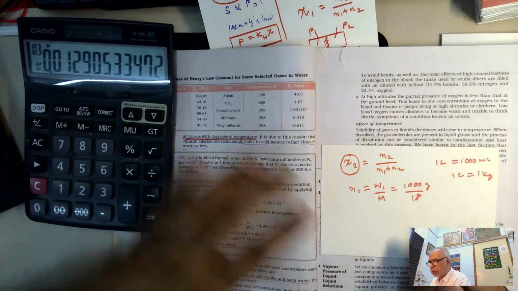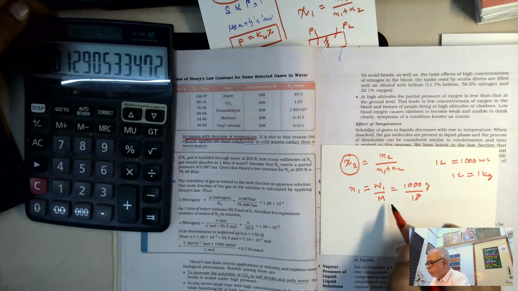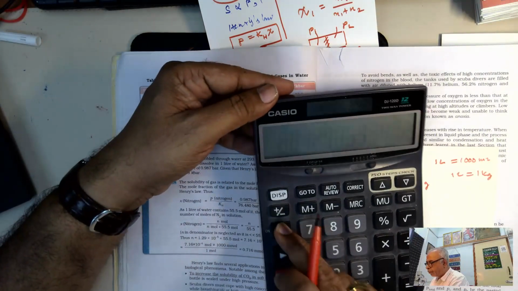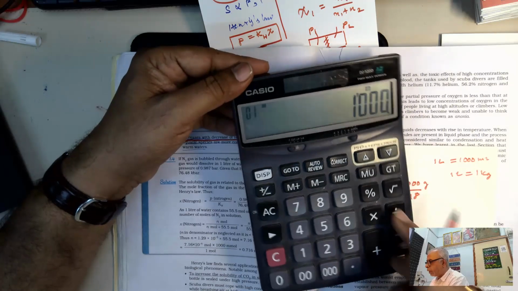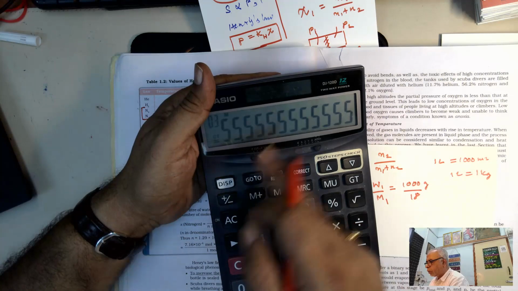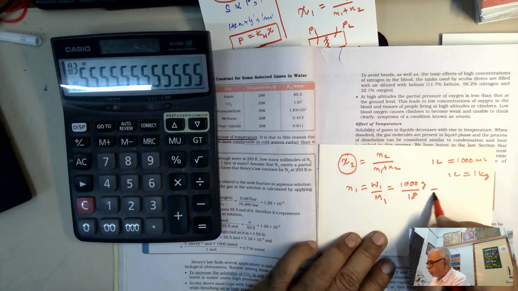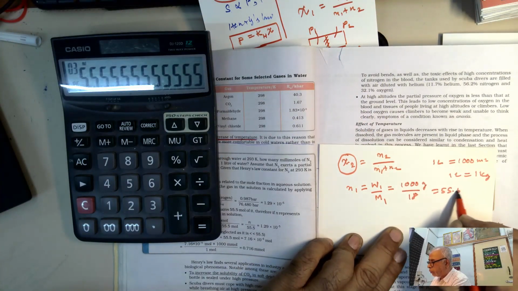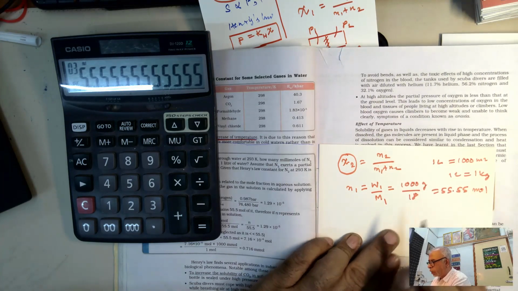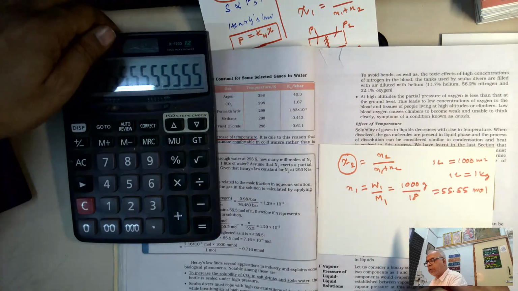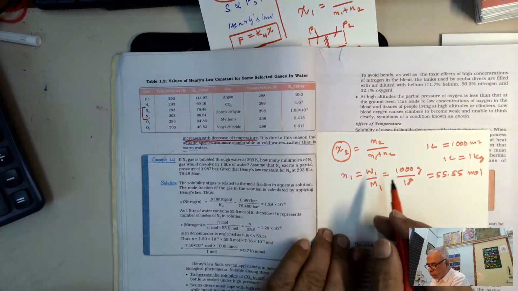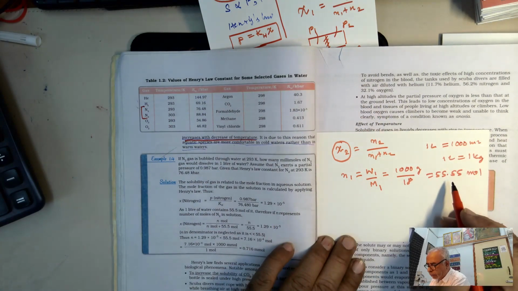Now you take this 1000 divided by 18, that is the molecular weight of water, is it not? Because 16 plus 2. Now take this 1000 divided by 18. What is that? So 55.55. I hope now you should be able to understand why you are getting 55.55. And this is the mole. Mole of what? Mole of water. Now we know N1. And from this we can easily calculate.